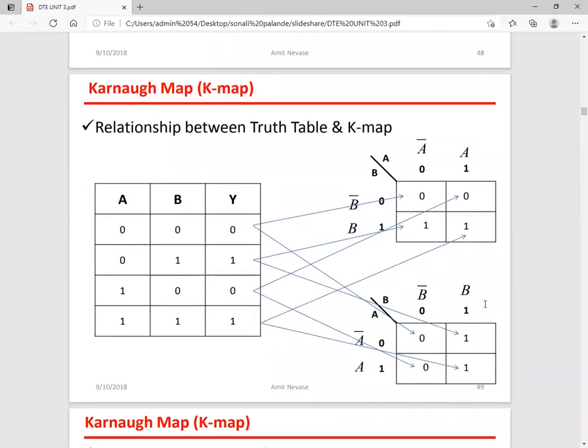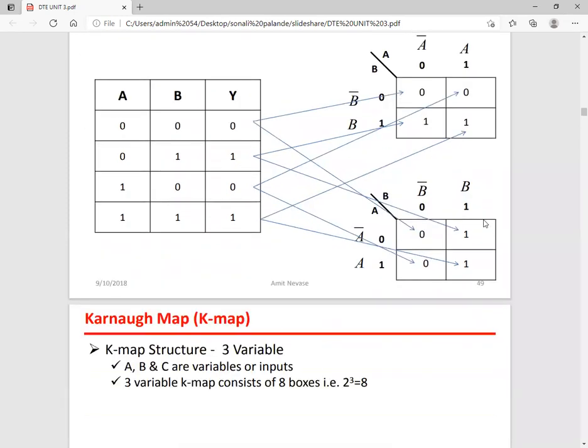Then the relationship between truth table and Kmap. So here are the relationships of the truth table and the Kmap.